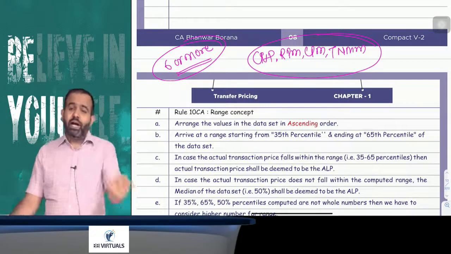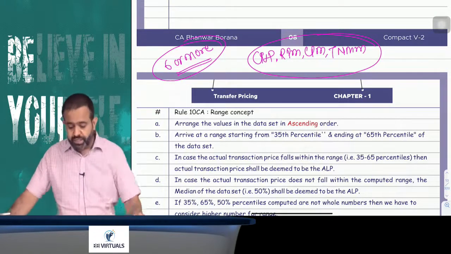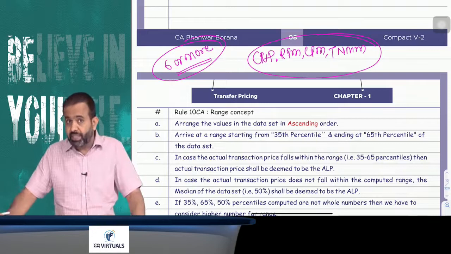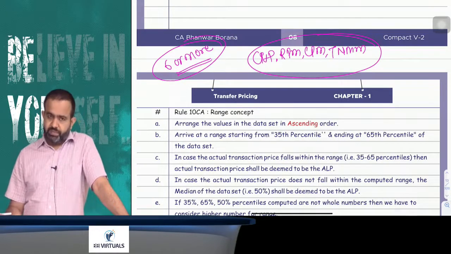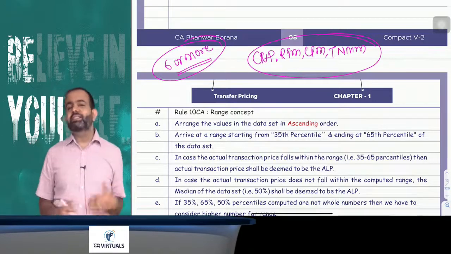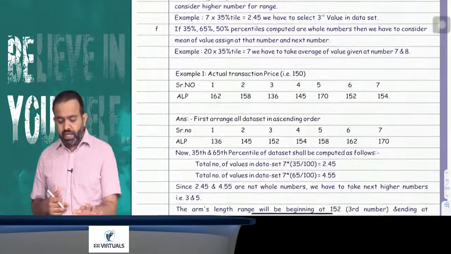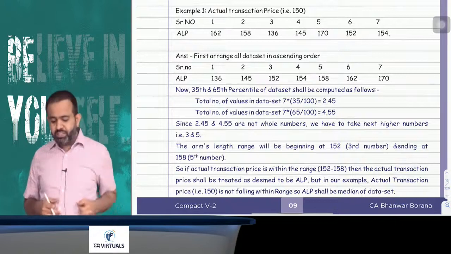But suppose your arm's length prices are 6 or more, in case of these four methods, that is CUP, resale price method, cost plus method and TNMM, in that case the range concept is applicable. Now the question is, sir, what is the range concept? How to calculate the arm's length price in the range concept? So all people just pay attention.